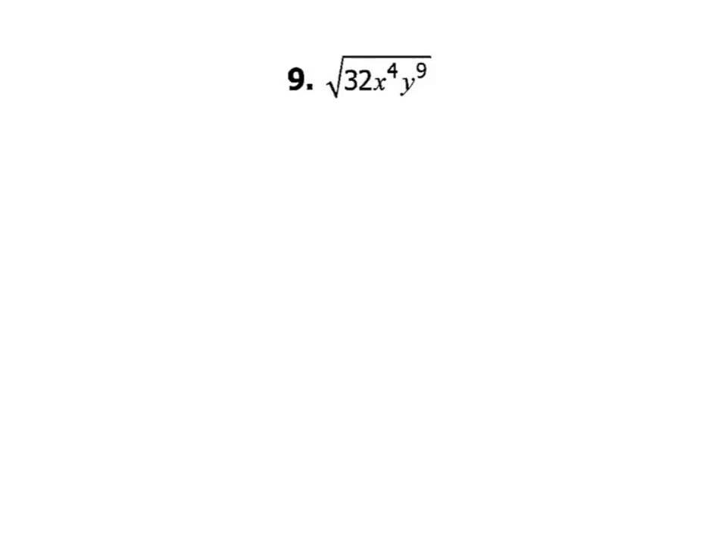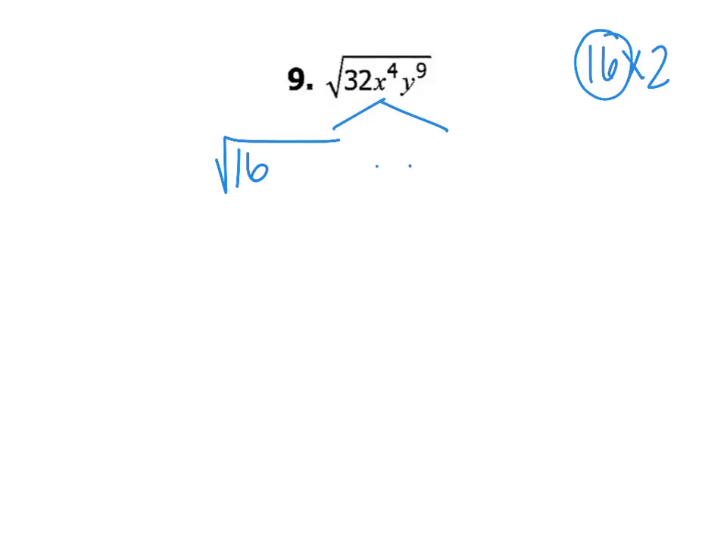All right, so if we want to take the square root of 32 x to the 4th y to the 9th. First things first, we know that 16 times 2 gives us 32. So we want to break this down to 16 times 2 because we can take the square root of 16. So we're breaking this down, square root of 16 times square root of 2.